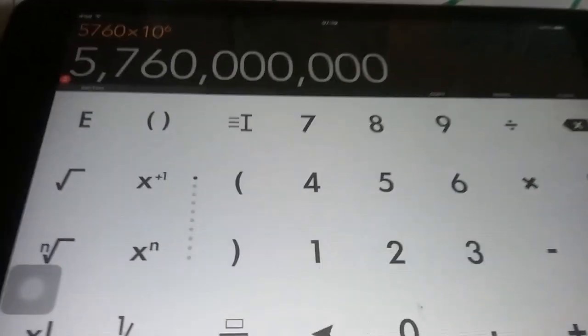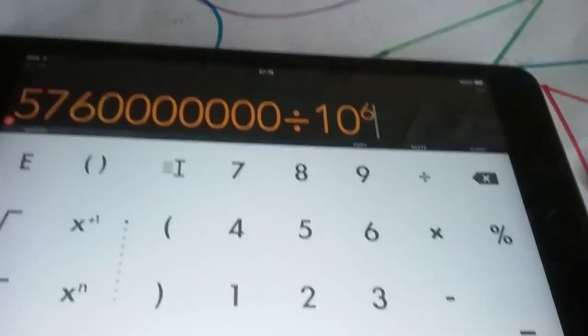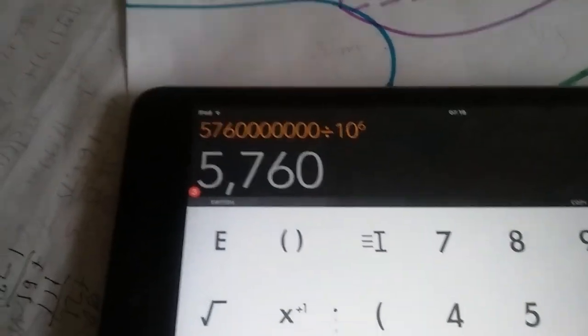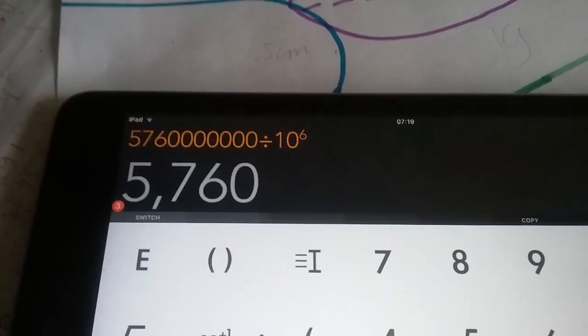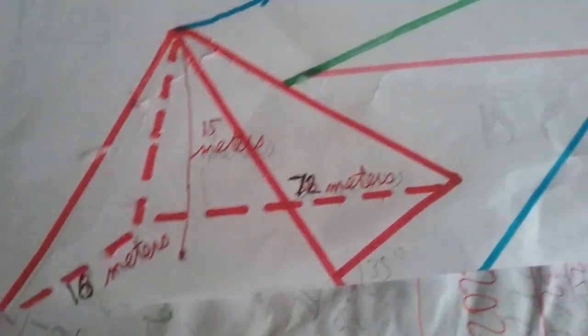Kung chinek ko with the calculator, divide by 10 raised to the 6th power. If you were to do it in scientific notation, yes, you should get something like this. So this just so happens to imply the application of scientific notation. But we're still not yet done, because we still need to solve for the surface area.